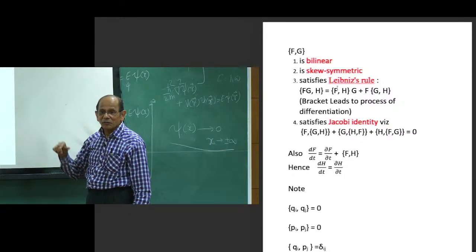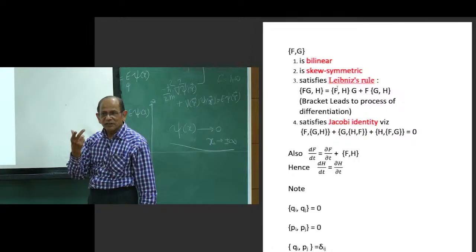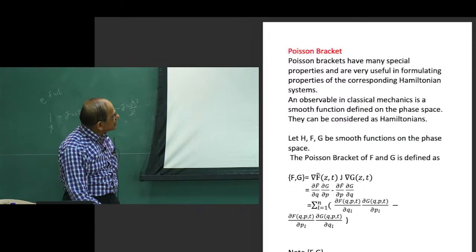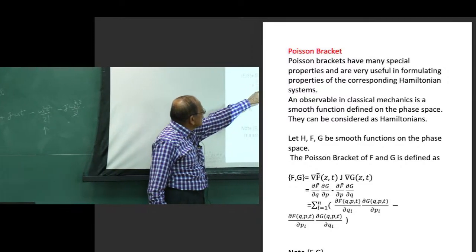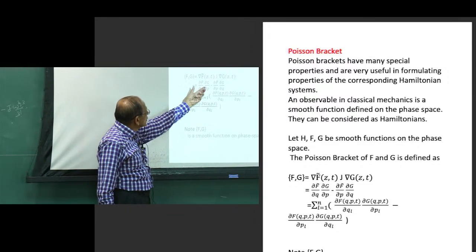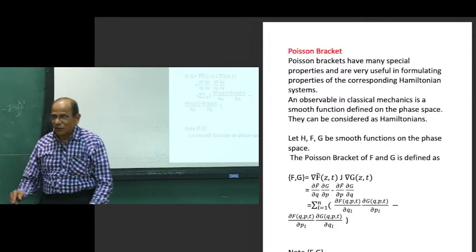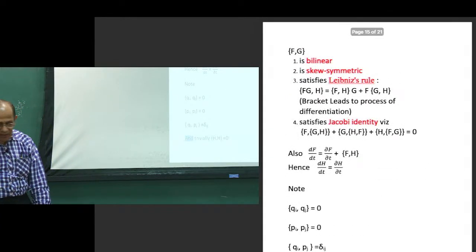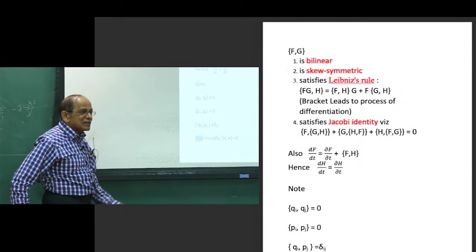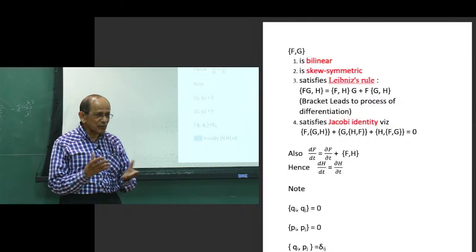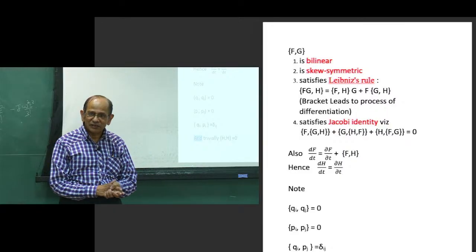Second, it is skew symmetric. That means, if you interchange f and g, there will be a sign change. See here, look at the second line, there is a negative sign here. So, if you interchange f and g, you get a negative, and exactly that is why it is skew symmetric. The third line says it satisfies Leibniz's rule. Leibniz's rule is a rule for differentiation of a product of two functions, right?